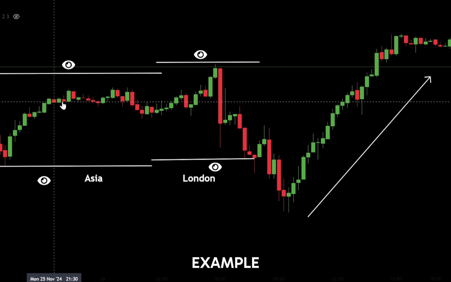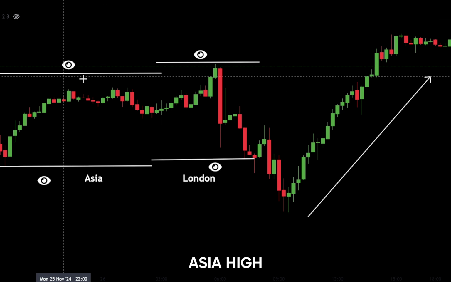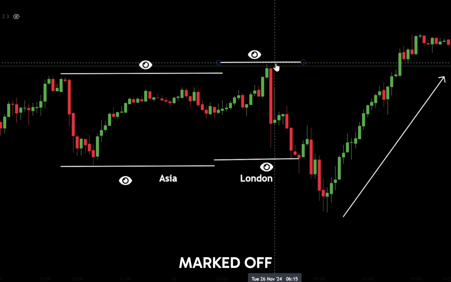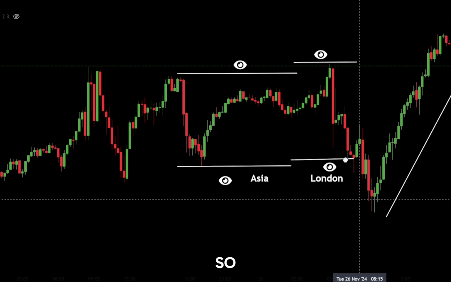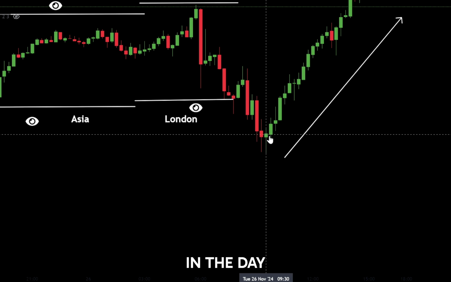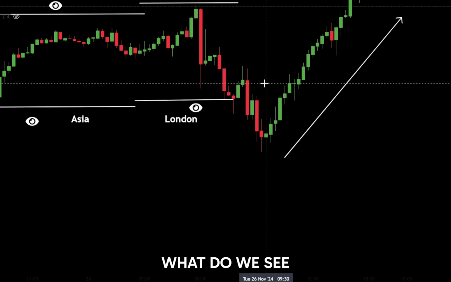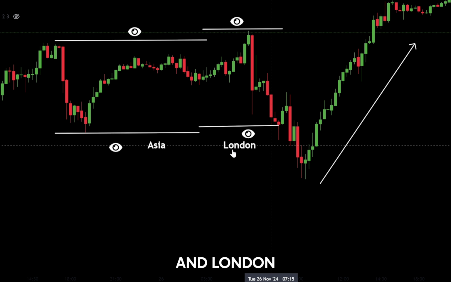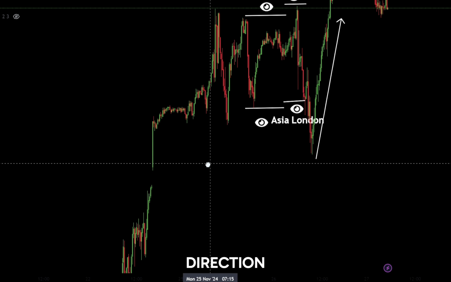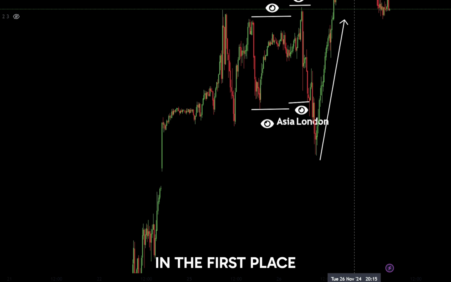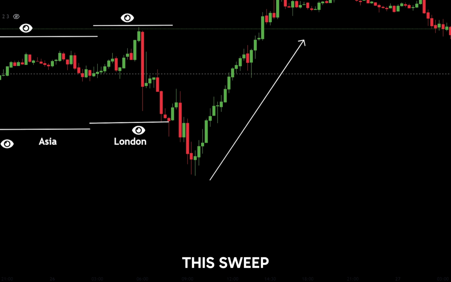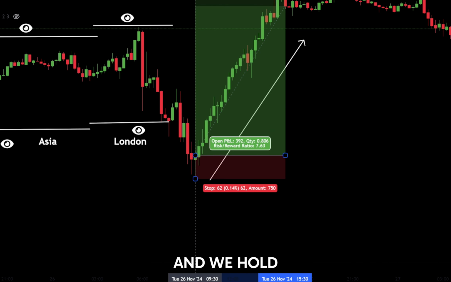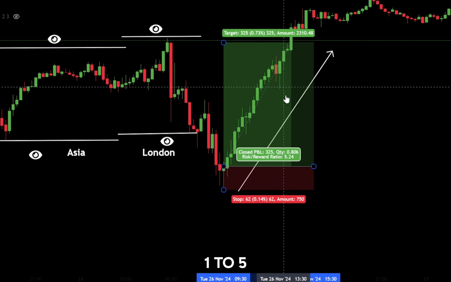So in this example I have right here, we have Asia high marked off and Asia low marked off. We also have London high marked off and London low marked off. So during New York, later on in the day at around 9:45, what do we see? We see a sweep of both the Asia and London low, in the direction that we wanted to go in the first place. Once we see this sweep, we get in, stop loss right below the lows, and we hold for an entire 1 to 5.